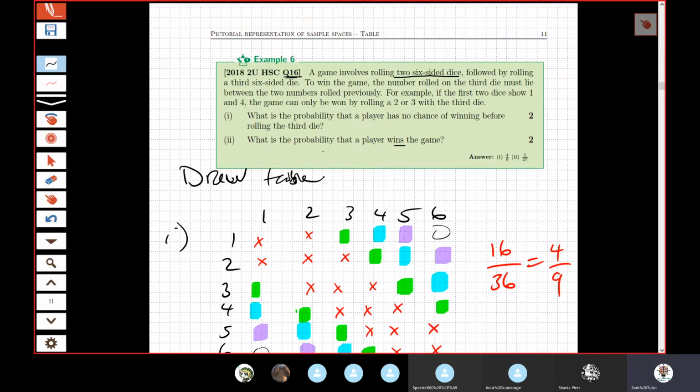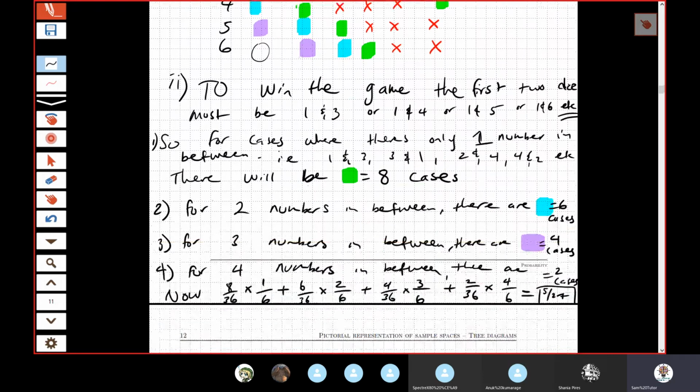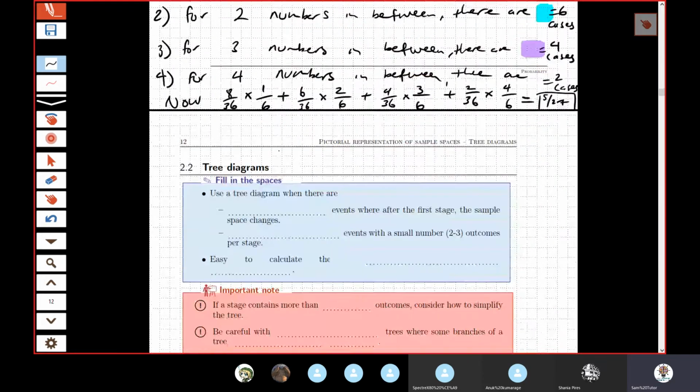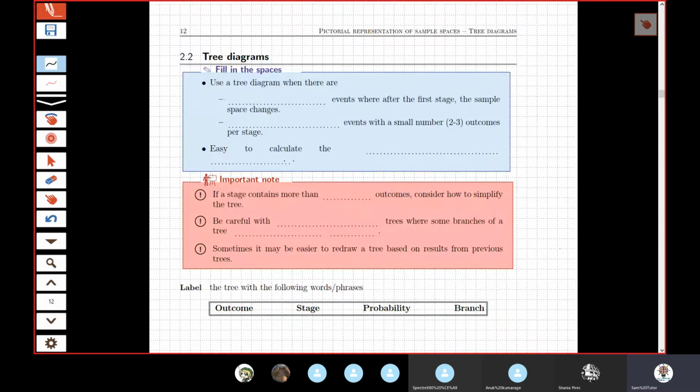And I mean, there's no better questions than doing HSC questions, right? So HSCs or trial papers, that's all you should be really doing when you start a topic, especially a topic like this. The textbook questions won't help you. All right, let's move on to tree diagrams.